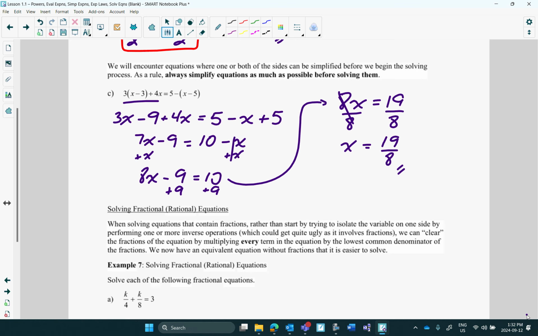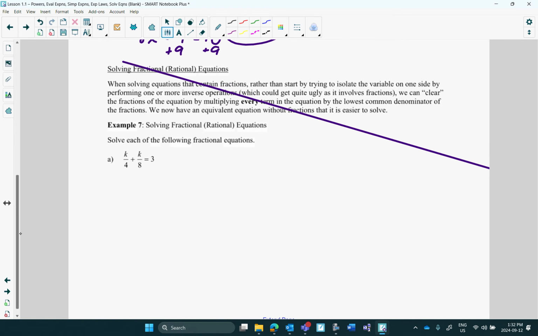Last big type of equation we did last year were fraction ones, or rational equations. What did we do when we saw an equation that had fractions? How did, what was the first thing we wanted to get rid of? The fractions. And in order to get rid of the fractions, we have to multiply by something to cancel out the denominators. What would we multiply this one by?